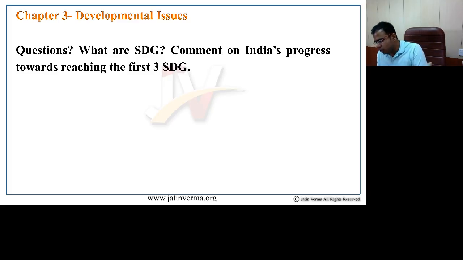For a better understanding of the first 3 goals, which are pretty important, I would request you to go through the individual targets of these goals too. For example, no poverty will also have certain subsections, certain sub-goals which have been set for all nations to achieve at a global scale. So if you know what the first 3 SDGs are, you could comment on India's progress with respect to them.